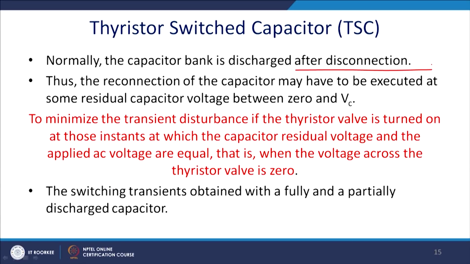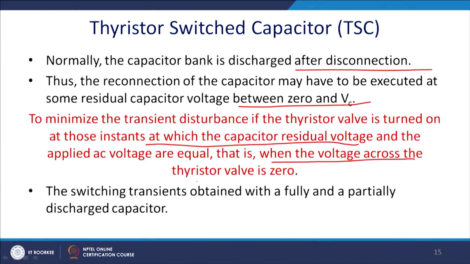Generally, we should discharge the capacitor. Normally the capacitor bank is discharged after disconnection. Thus, on reconnection the capacitor may have some residual voltage between 0 and some value Vc. To minimize the transient disturbance, if the thyristor valve is turned on at the instant at which the capacitor residual voltage and the applied voltage are equal, then we will find no transient. If there is a mismatch between the Vc and the applied voltage, then a transient will occur.